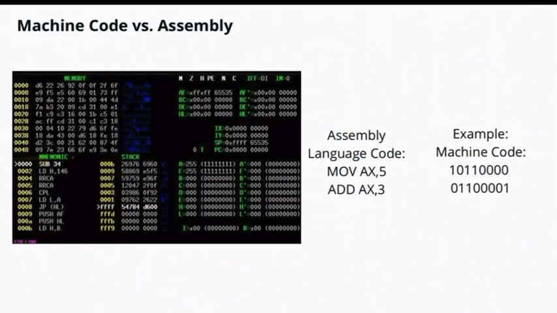Code used in assembly. Assembly language uses simple instructions known as mnemonics. Some of the most common are MOV, which moves data between registers, ADD, which performs additions, SUB, which performs subtractions, and JMP, which allows jumping to another part of the program. These instructions are translated by an assembler into machine code so that the processor can execute them.